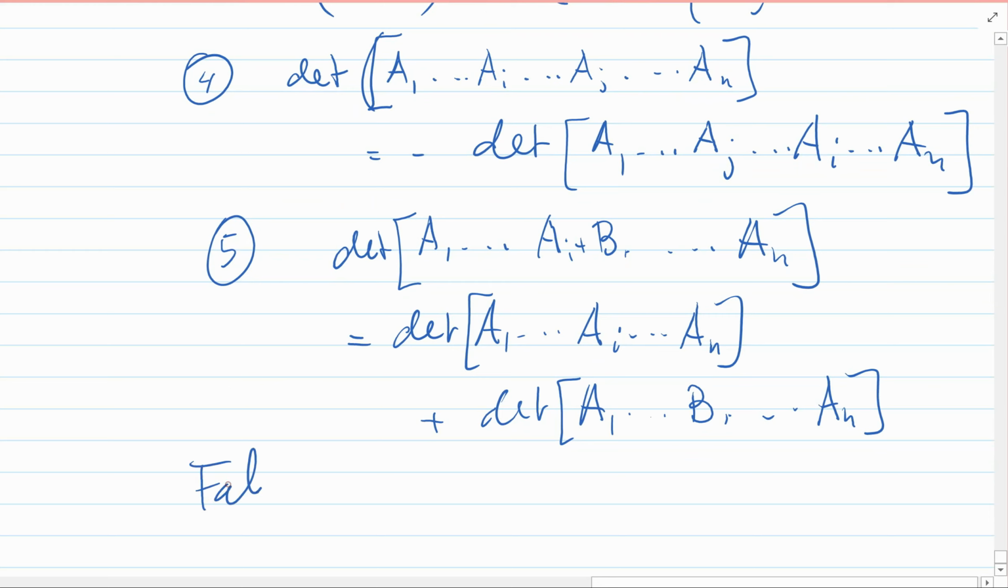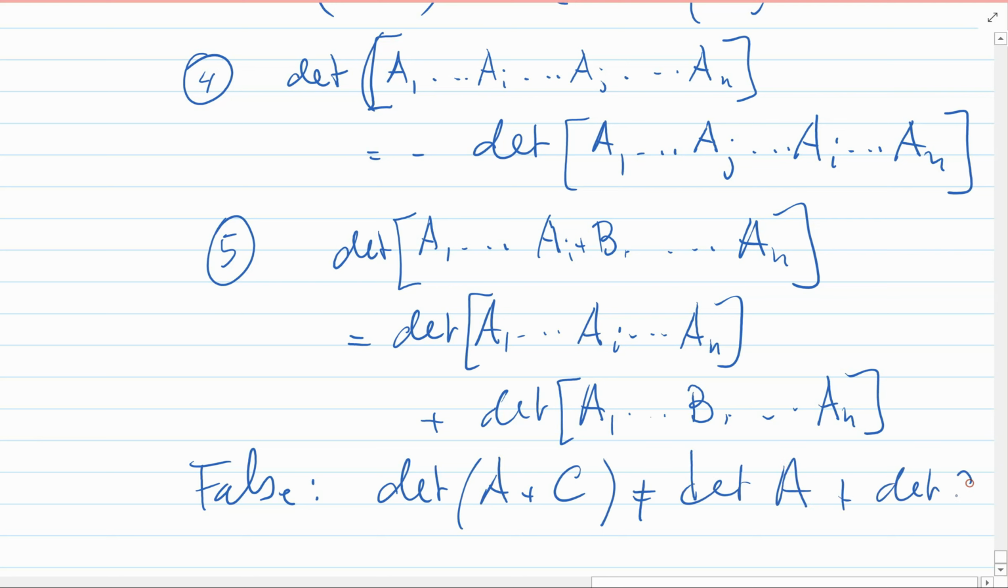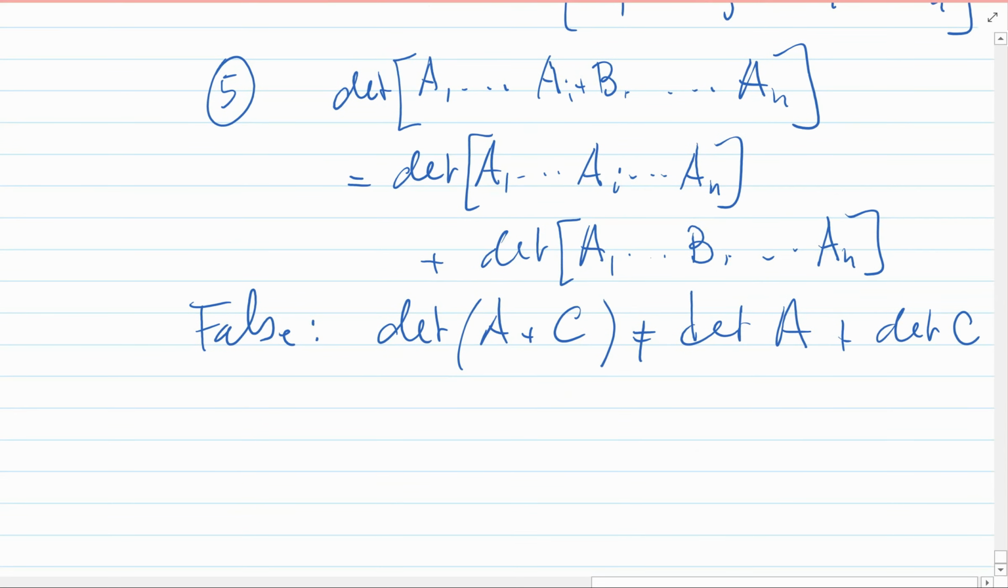It is easy on a 2 by 2 matrix to show that the determinant of a matrix A plus another matrix C is not equal to the determinant of A plus the determinant of C. It's very easy to come up with an example that shows this is not true. But if you add only two columns, in other words, two columns added together, then you can have that linearity of the determinant. What happens now if B is a constant times another column?